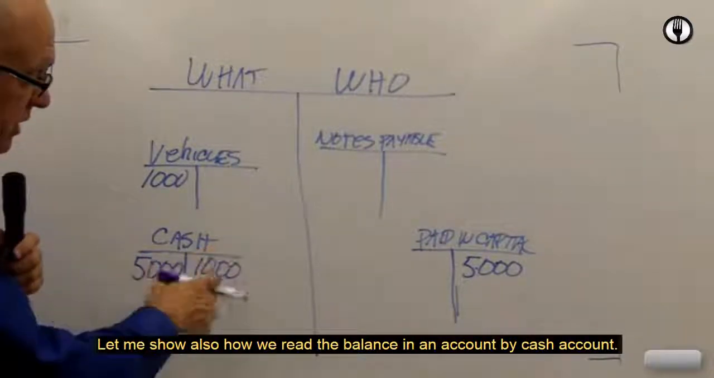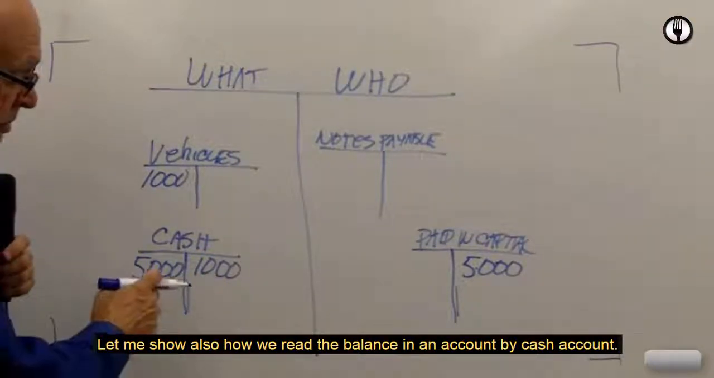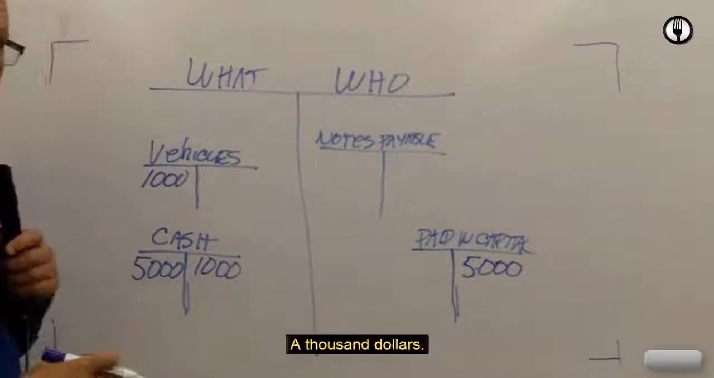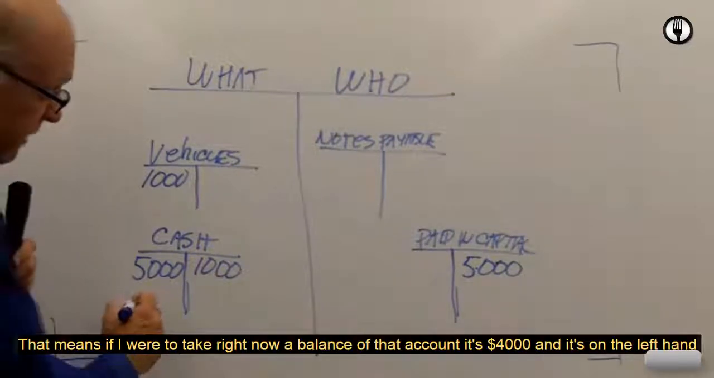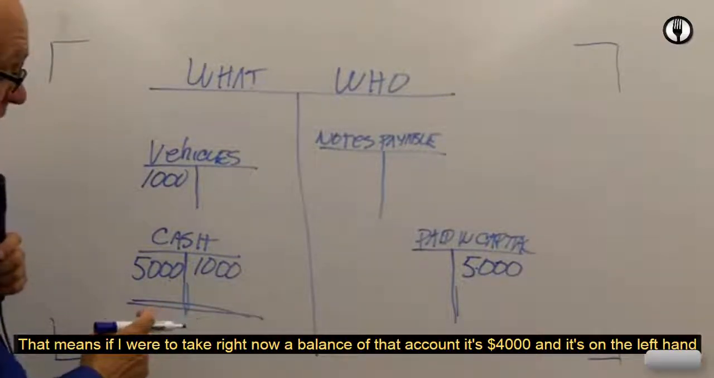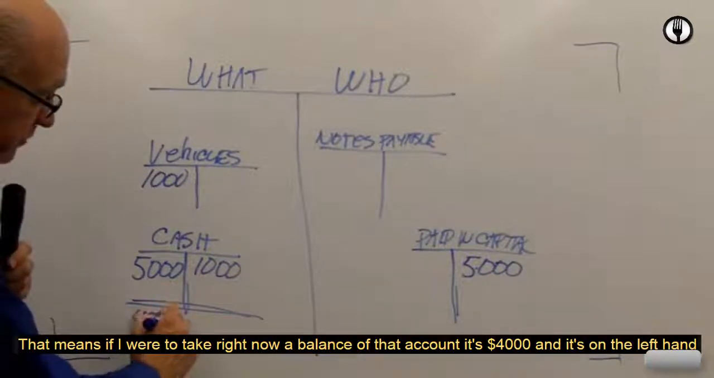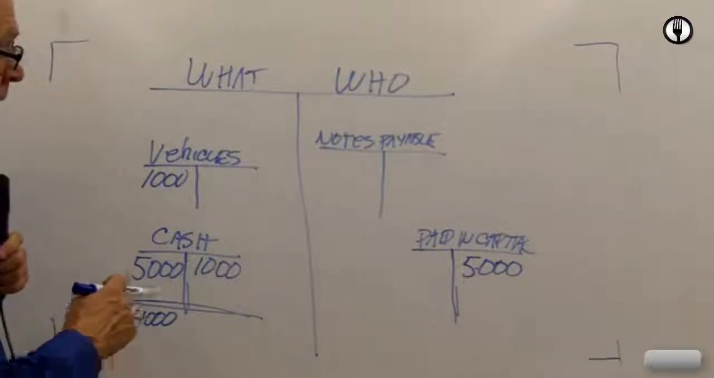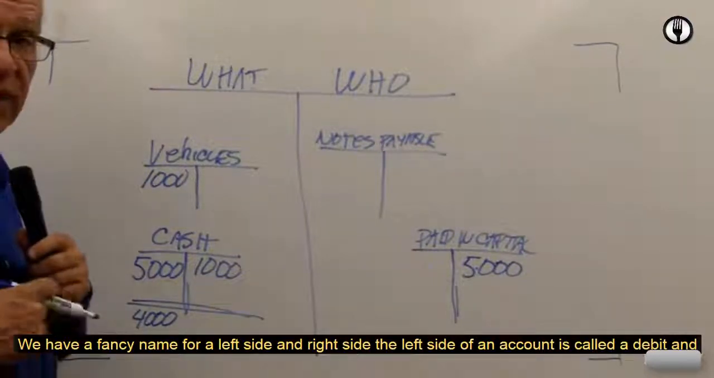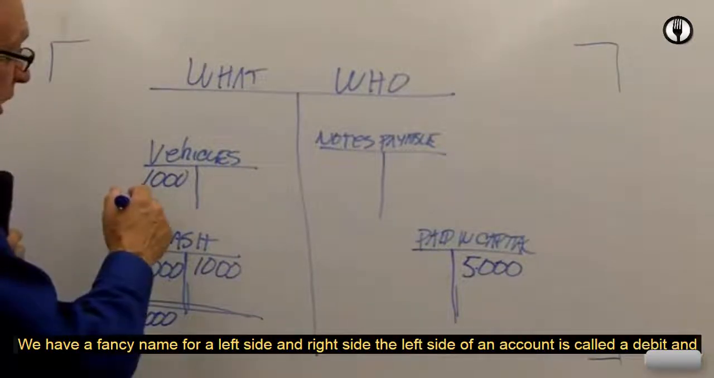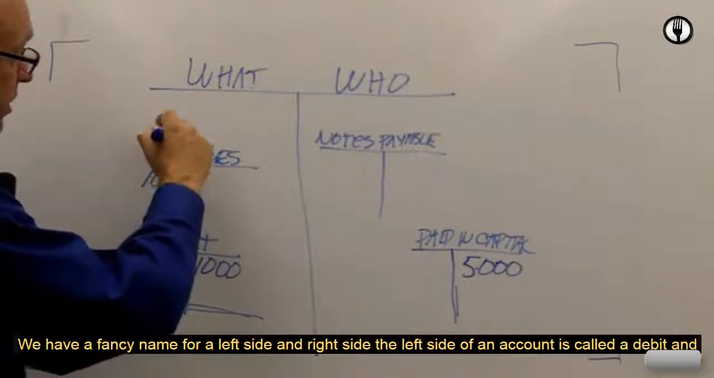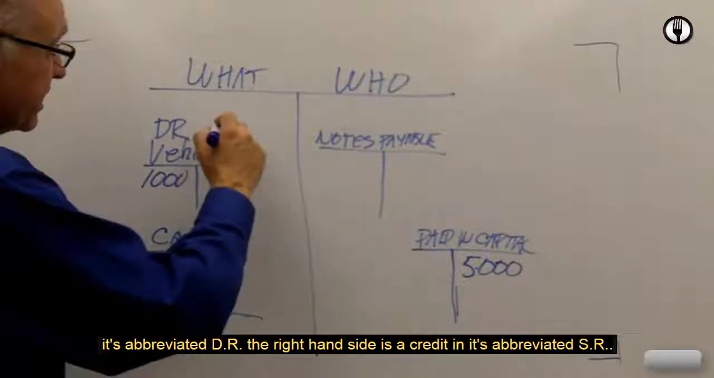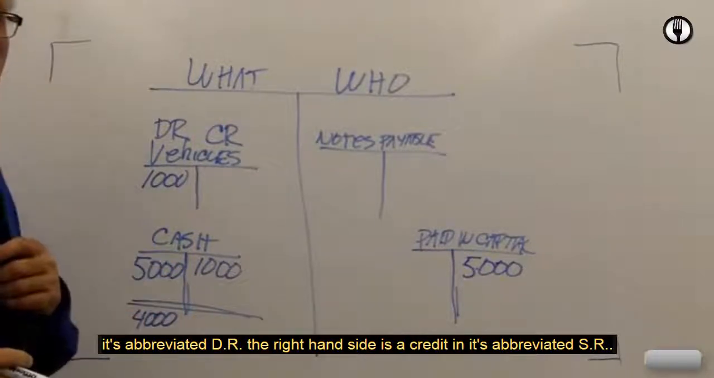Let me show also how we read the balance in an account. My cash account, I have a left side, $5,000, a right side, $1,000. That means if I were to take right now a balance of that account, it's $4,000, and it's on the left-hand side. We have a fancy name for left side and right side. The left side of an account is called a debit, and it's abbreviated DR. The right-hand side is a credit, and it's abbreviated CR.